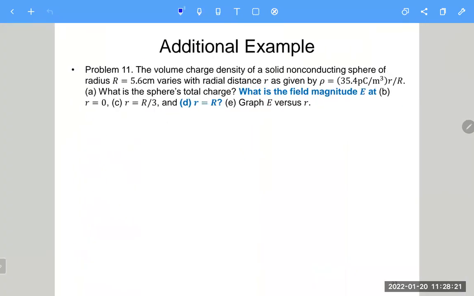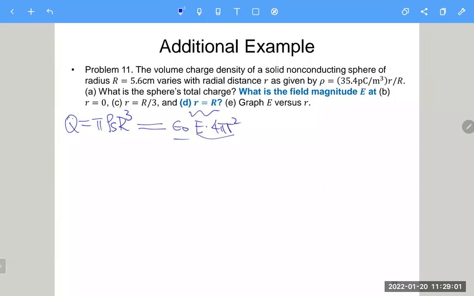Okay, so let's move to the next part. Here, when we consider r equals capital R, we can make use of capital Q, which is pi rho s R cubed, as we have derived in part A. So using the Gauss law, we have epsilon naught E times 4 pi R squared. This is the net flux, and epsilon naught times that equals the total charge.